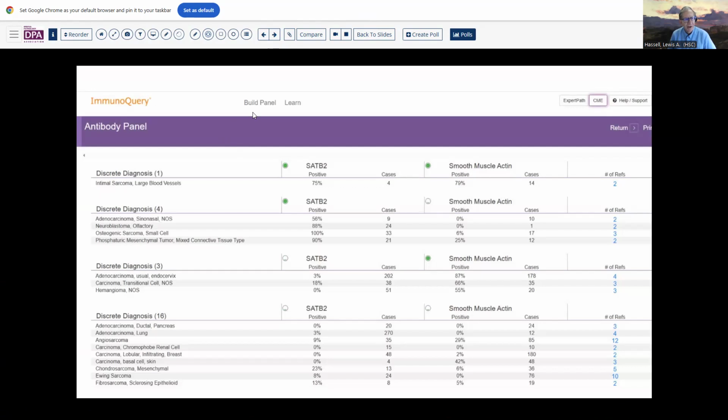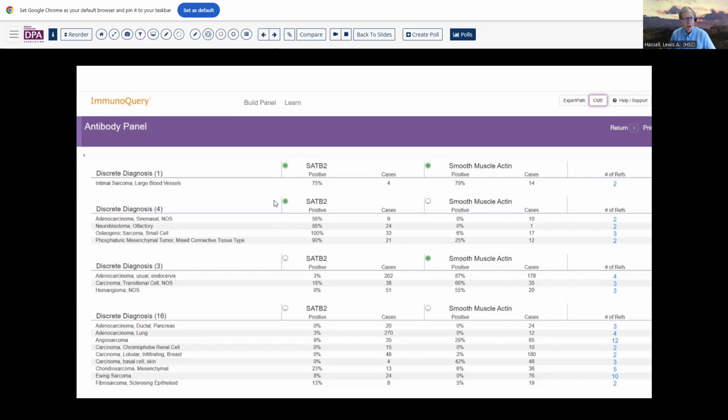As you know, you can build diagnostic panels with ImmunoQuery, looking either at differential diagnostic considerations to guide you in selecting immunostains, or when you have somewhat puzzling immunostains, you can enter the results or the antibodies you're concerned about and see what the answers are. Well, what's positive with SATB2 and smooth muscle actin? Relatively few things. Intimal sarcoma, which this obviously is not, it doesn't have the presentation or the histology of intimal sarcoma. But of course, not everything is 100%.